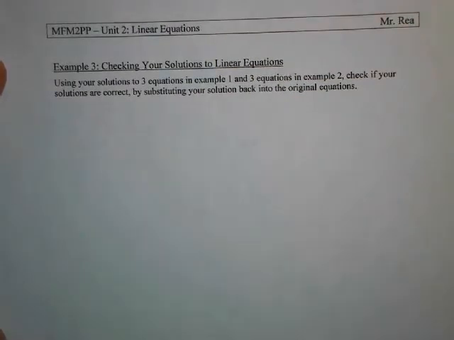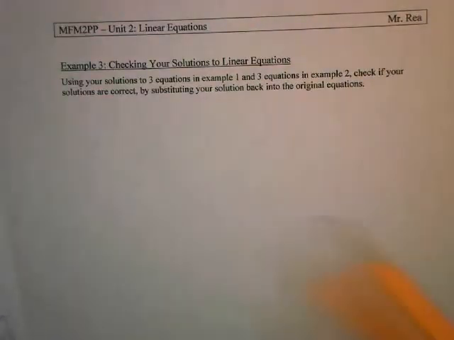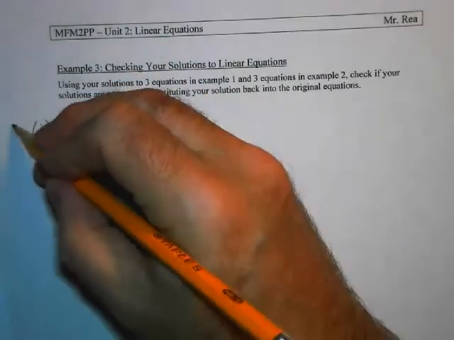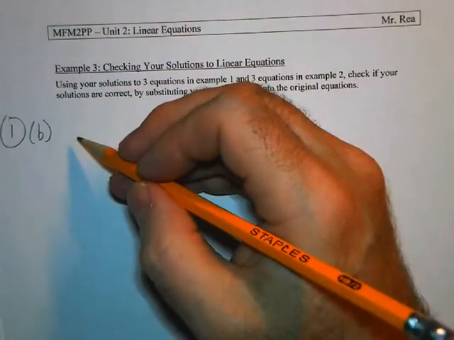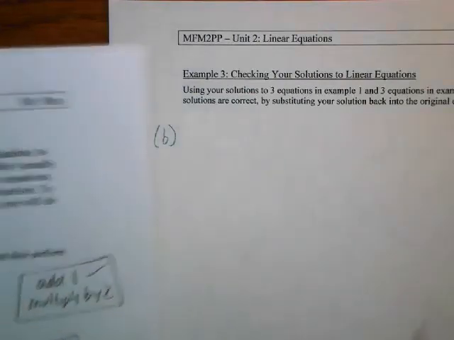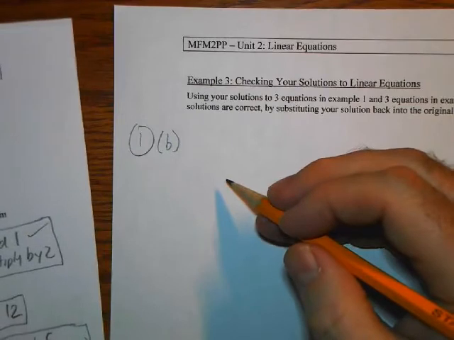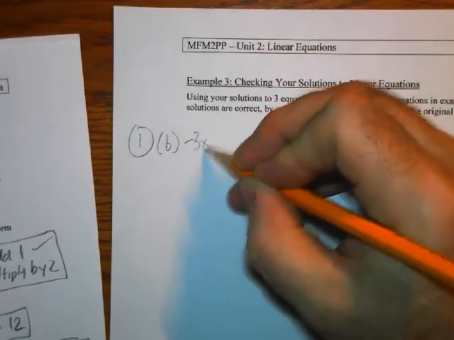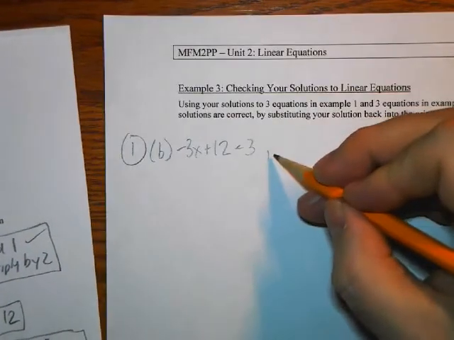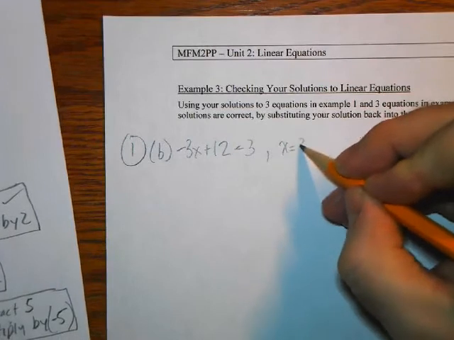So this says do 3 equations from example 1, 3 from example 2. So I'm going to go back to example 1, and I'm just going to pick 3 equations. Let's do B. I'm going to put the actual equation and then the answer we got. So if you remember, 1b was negative 3x plus 12 equals 3, and we think we got the solution x equals 3.